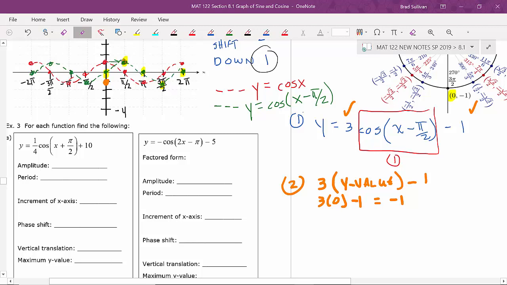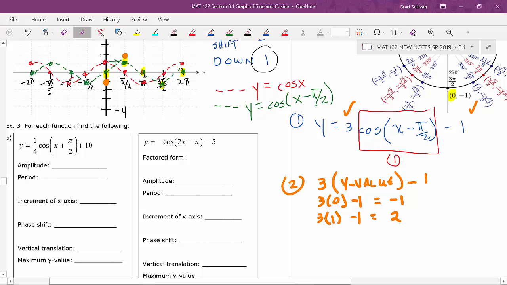The second point has a y value of 1, so you do 3 times 1 minus 1. So that's 3 minus 1, so that's 2. So this second point here now has a y value of 2. So we're kind of stretching the amplitude and moving down at the same time.